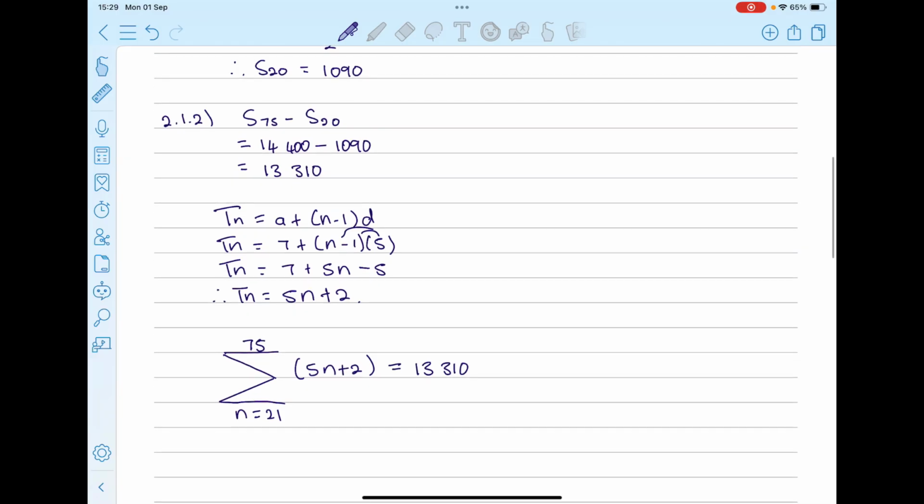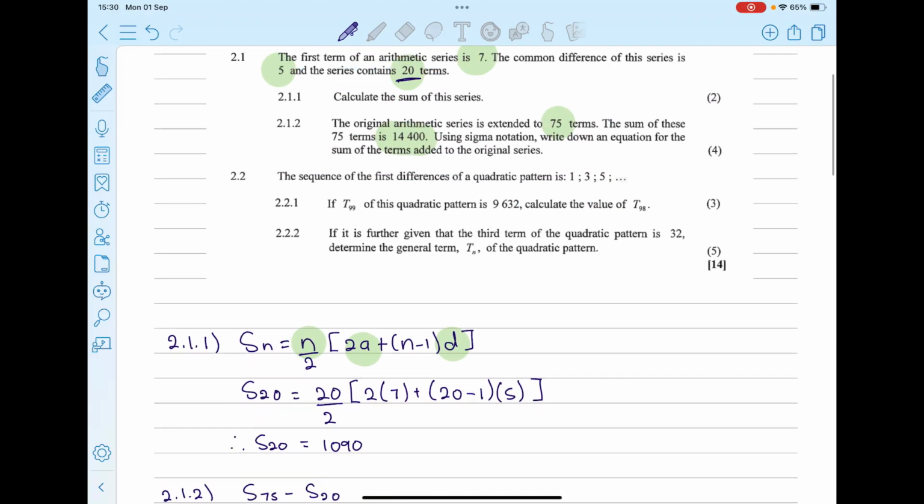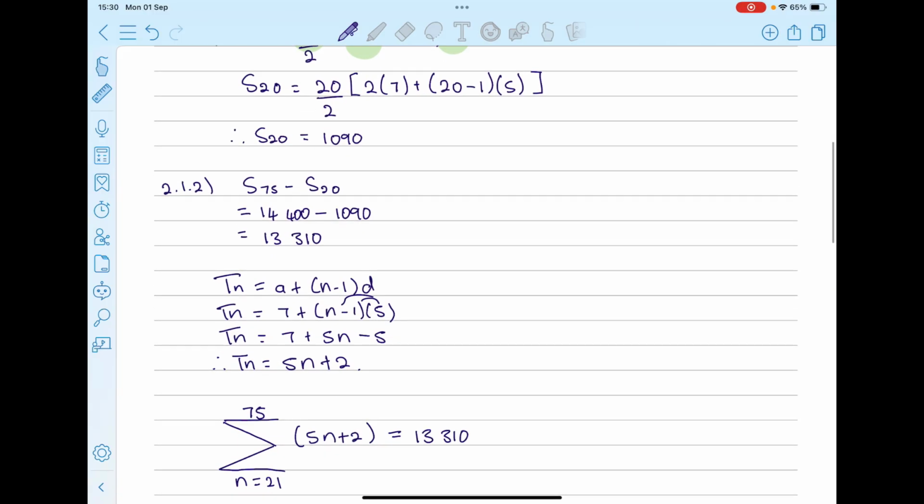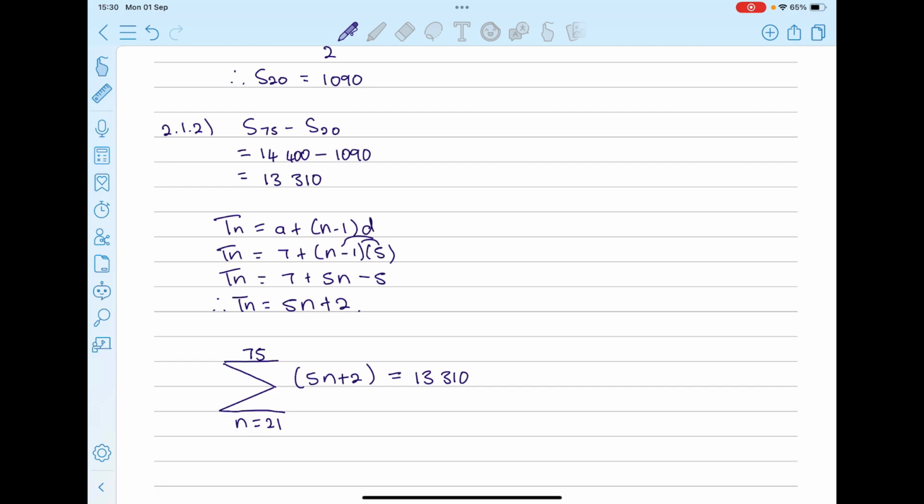Okay, so just to summarize how we solved this problem, they wanted us to write down an equation for the sum of the terms added to the original series. So we already knew the sum of the first 20 was 1,090. Then they told us the overall sum of all 75, which was 14,400.